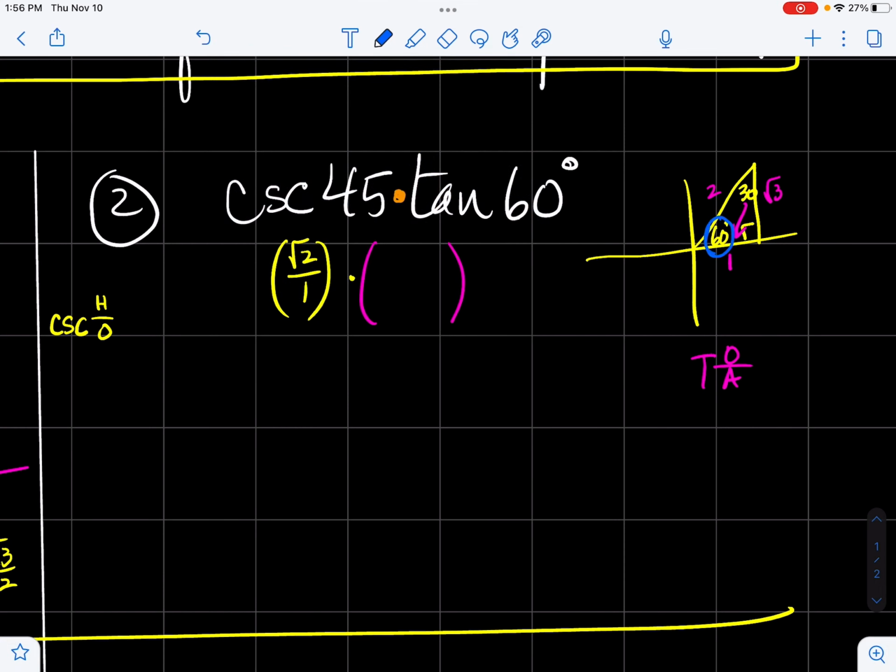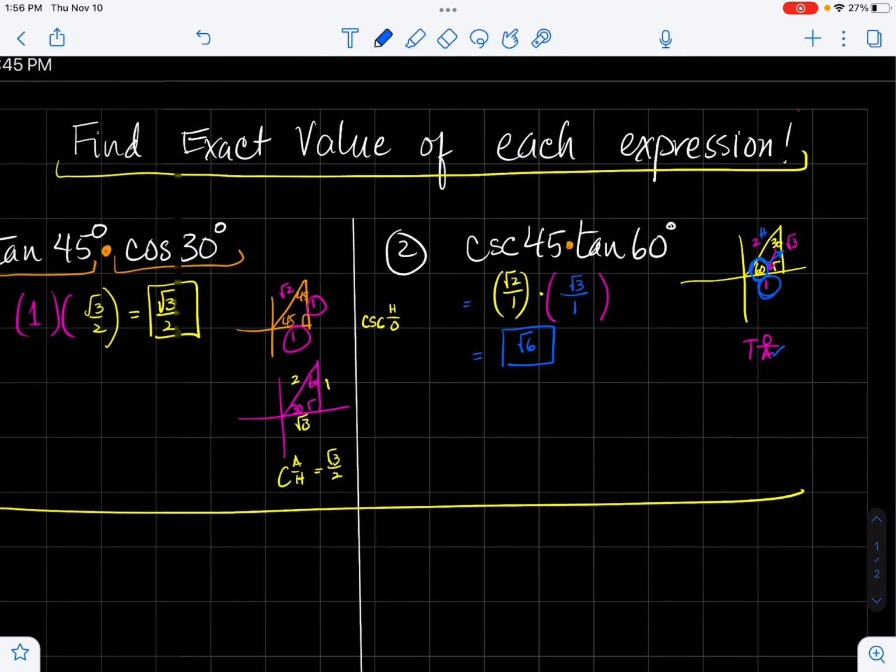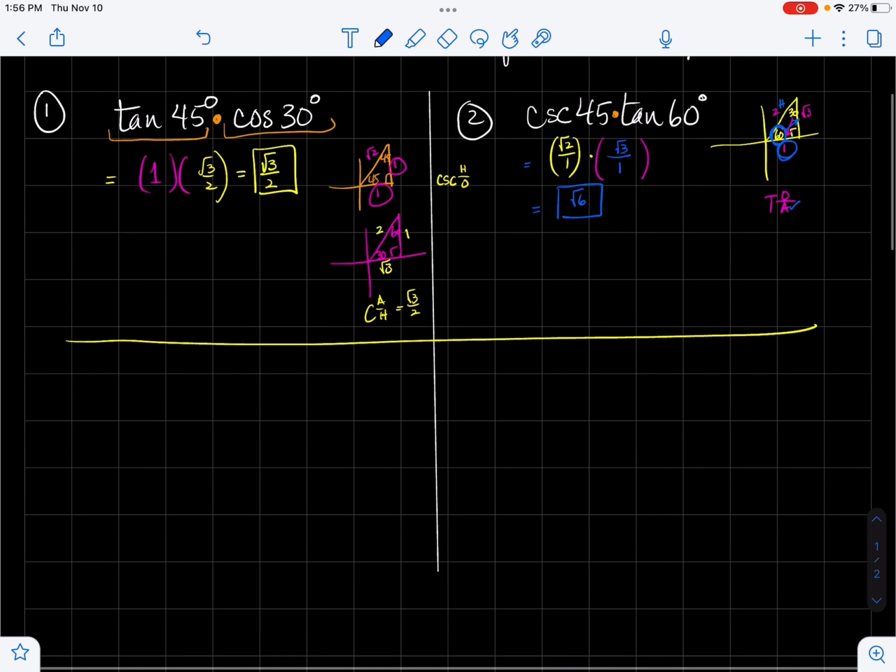So 60 is our reference angle. The opposite to that is root 3 over adjacent, which is right here, because this is the hypotenuse, so root 3 over 1. Now that simply multiplies to root 6. 1 times 1 is just 1, so it simplifies to root 6. Let's try some more.